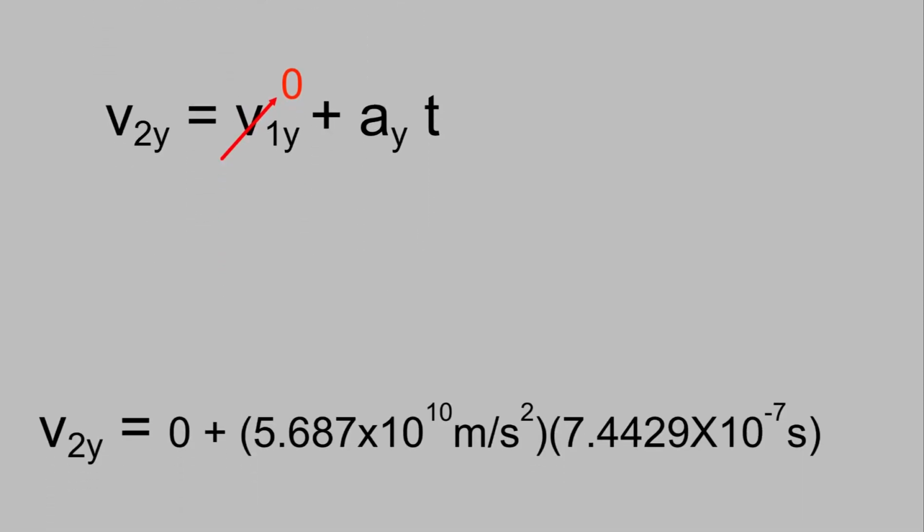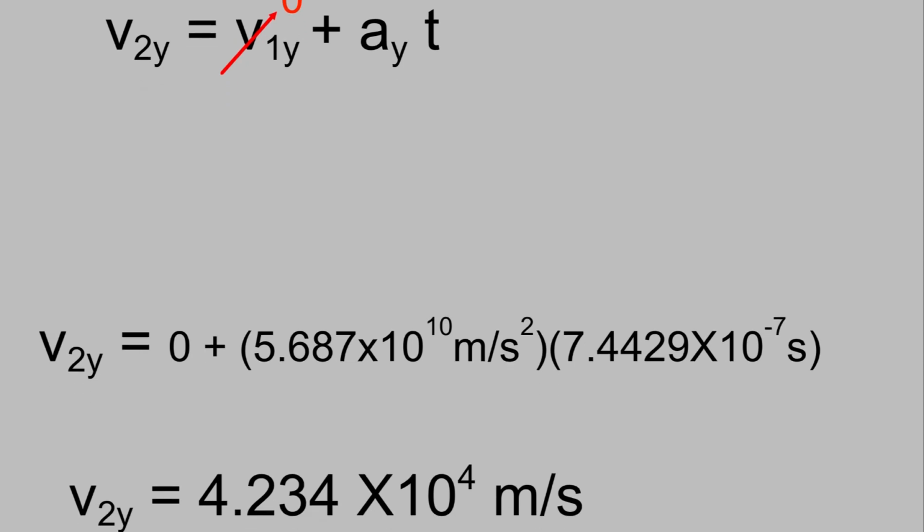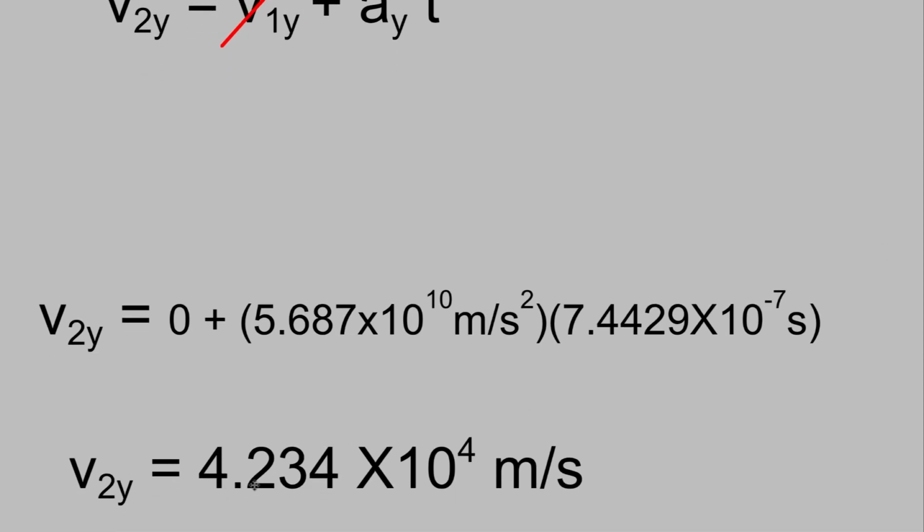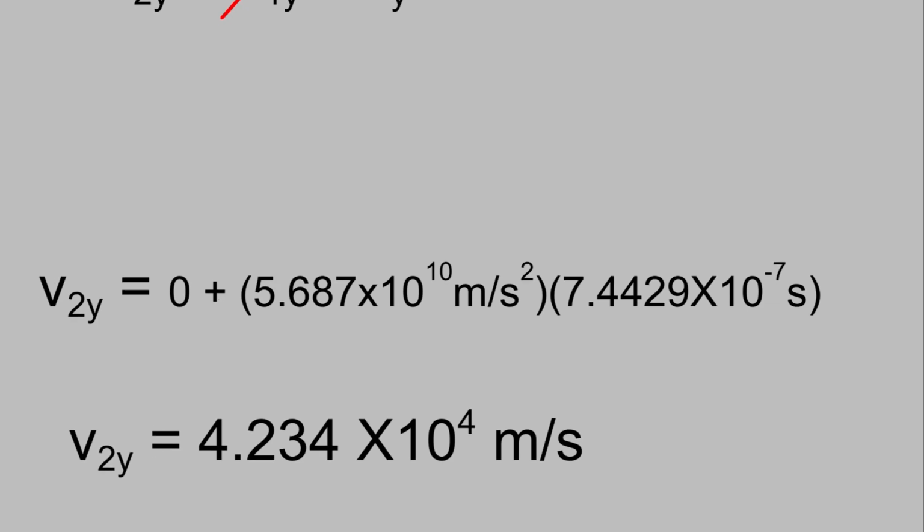And now to solve for v2y, it is the acceleration, 5.687 times 10 to the 10 meters per second squared, times the time interval, 7.4429 times 10 to the negative 7 seconds. That gives us 4.234 times 10 to the fourth, and we had meters per second squared times seconds, which gives us meters per second. Now that is simply the final velocity in the y direction.